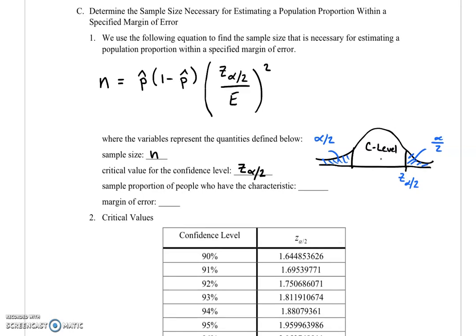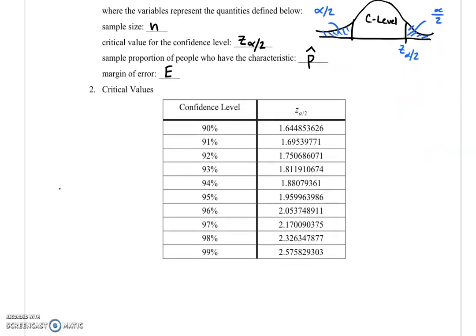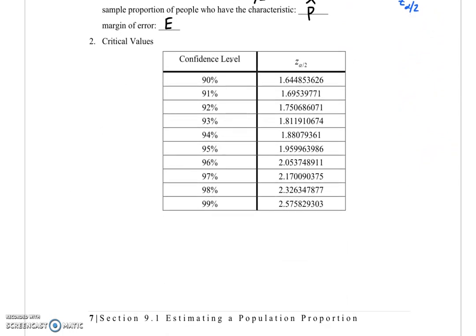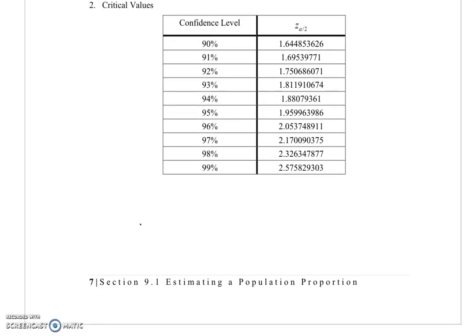So the other thing we have is the sample proportion, which we've talked about a bunch of times. That's our x over n. And we need our margin of error, E. So here's what I've done. I have given you the confidence levels ranging from 90 to 99%, and I have given you the critical values associated with those confidence levels. You may use this on your test to calculate these sample sizes.